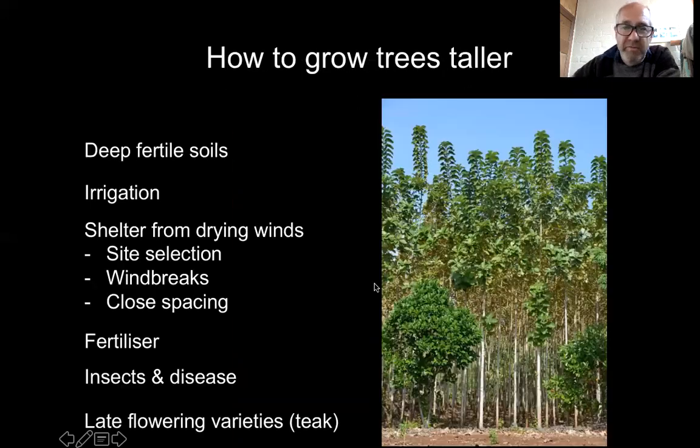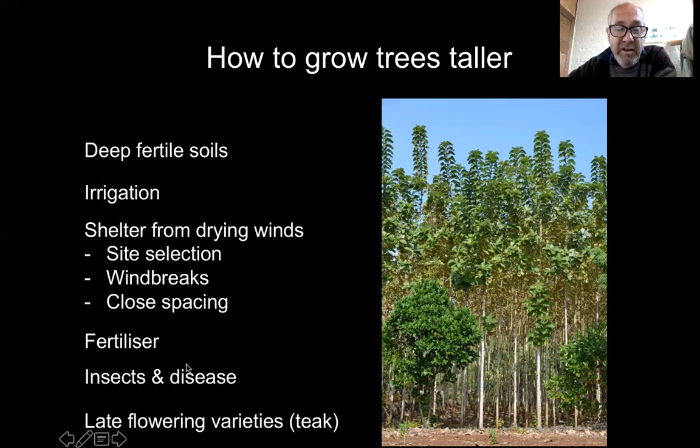Shelter the plants from wind, and you can achieve that by planting in a sheltered location, putting windbreaks around it, or having the trees very close together so they shelter each other. I call that mutual shelter, and that's pretty fundamental to getting good height growth and form on an exposed site.